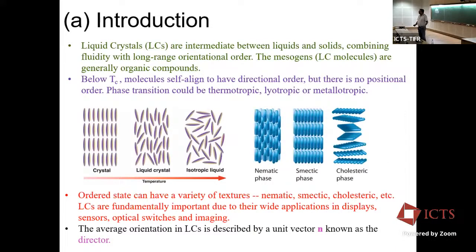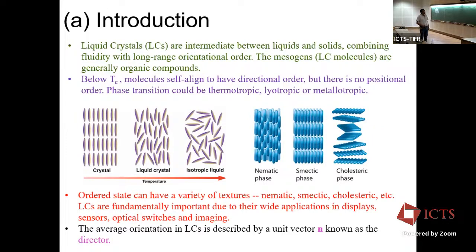So here's an overview. As I said, an introduction. We're all familiar with liquid crystals. These are intermediate between liquids and solids. They have fluidity in terms of not having translational order, but they have long-range orientational order. Most of these are organic compounds, and they are used extensively in industry and in our displays and so on and so forth.